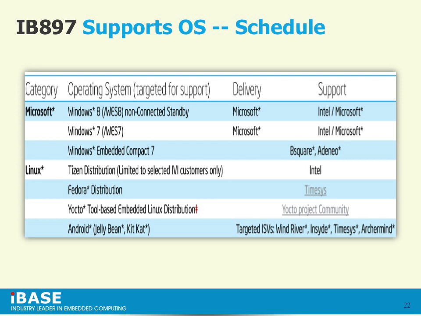So this slide shows the supported OS. As I just mentioned, to align with Intel's policy, IB897 can support Windows 8, Windows 7, and also some other Linux OS, and also Android. We will also work very closely with Intel to get their best support so that we can provide those OS to be workable with our IB897.